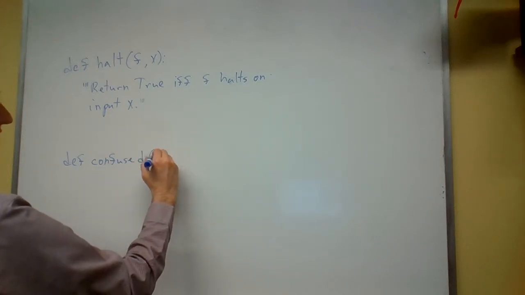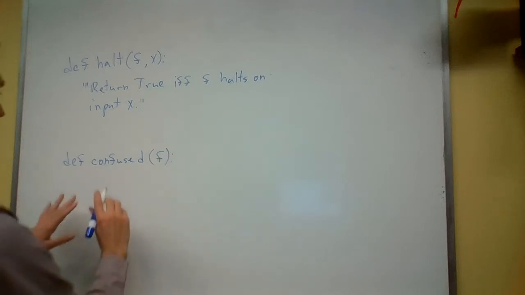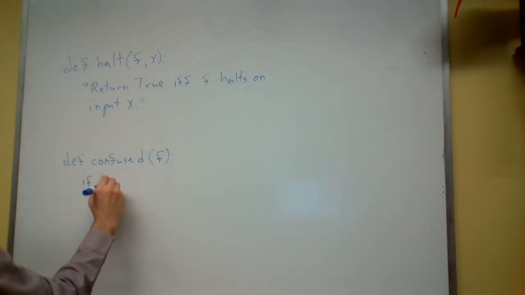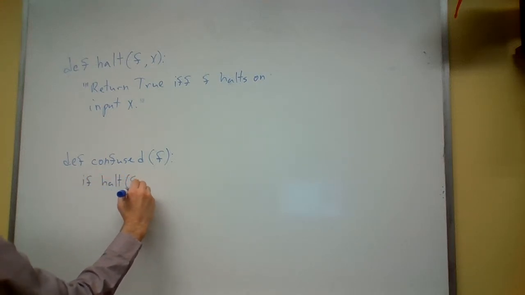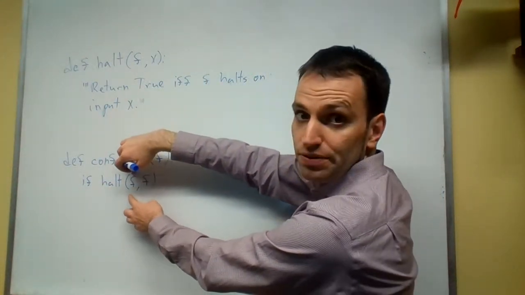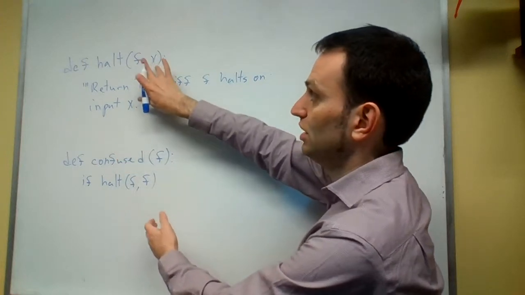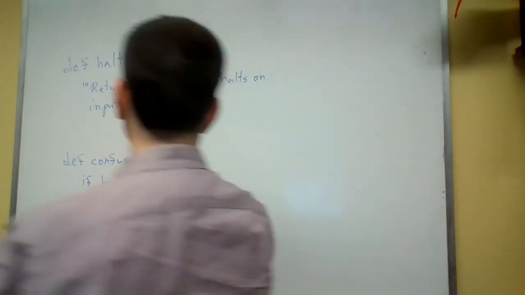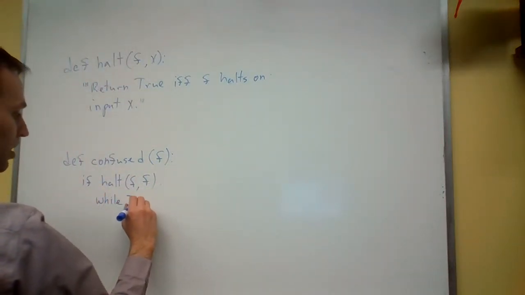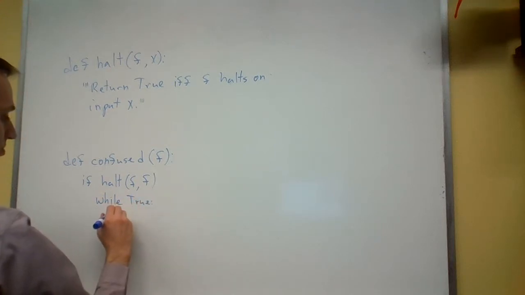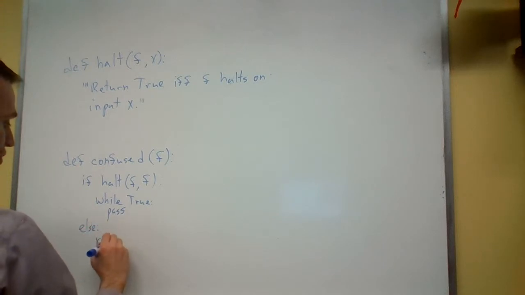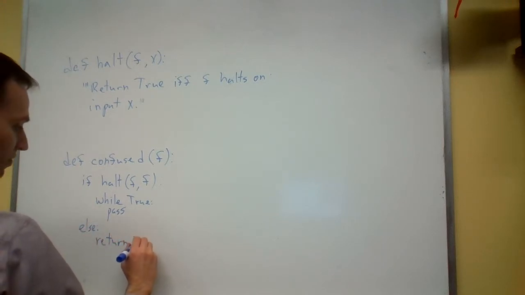And it'll take a function f as an argument. We won't say what it does, we'll just kind of write it out. So we'll say if halt f f, so that means that you would be feeding the text of f to f itself. You're allowed to do that. This x could be a function as well. So if that is true, then we'll produce an infinite loop. So we'll say while true, pass. Else, we'll return, let's say false, doesn't matter what.